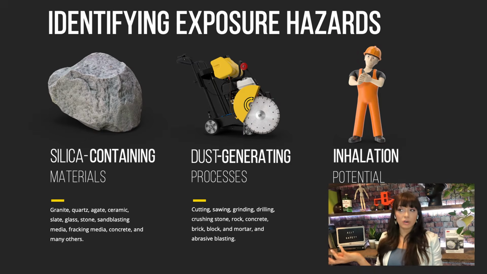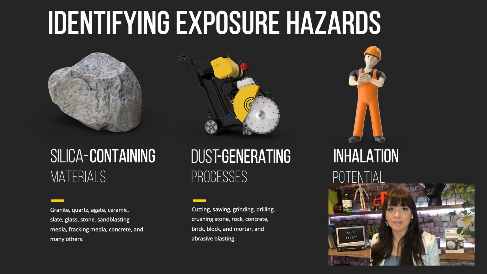Okay. So the way to prevent it is to identify your exposure hazards and then take steps to reduce those hazards. So first off, do you have silica containing materials? So granite, quartz, agate, ceramic, slate, glass, stone, sandblasting media, fracking media, concrete, and many others. So there's quite a few. This list isn't exhaustive, but it's a good start.